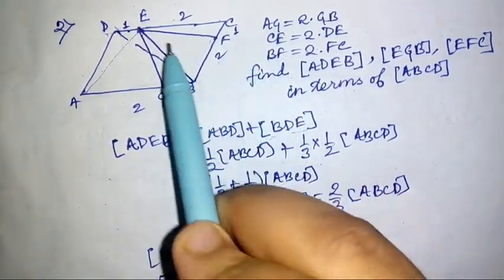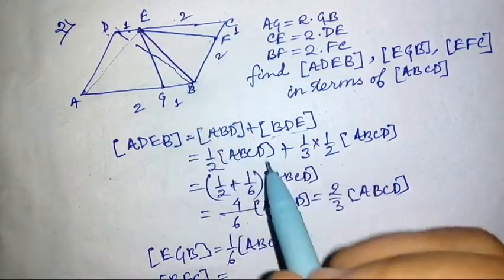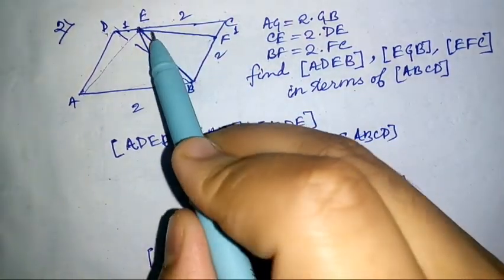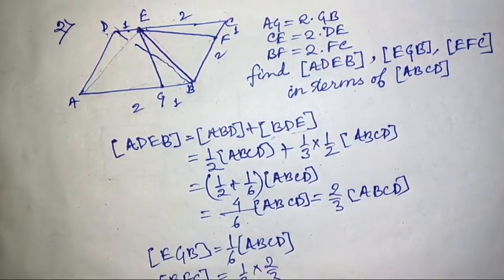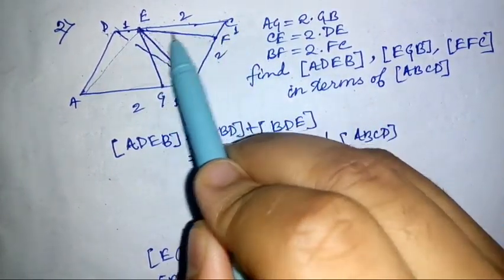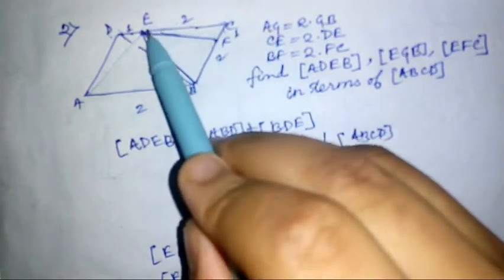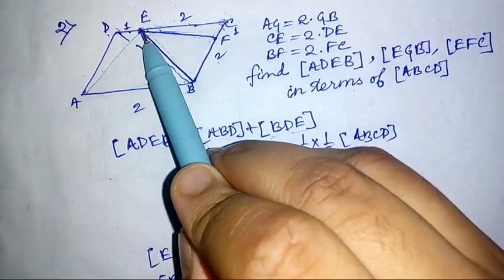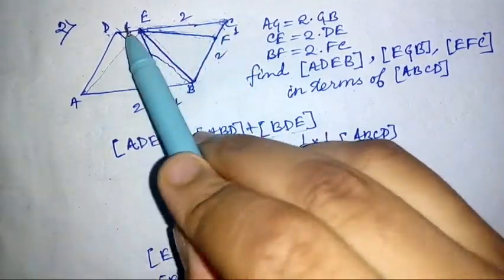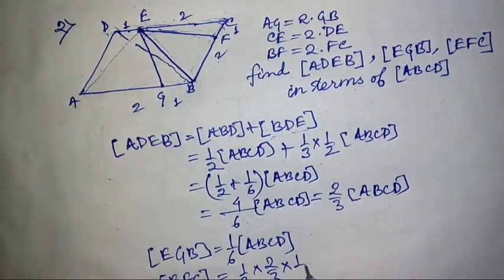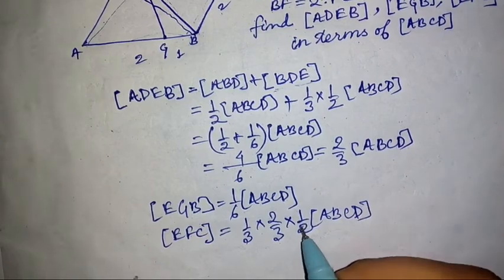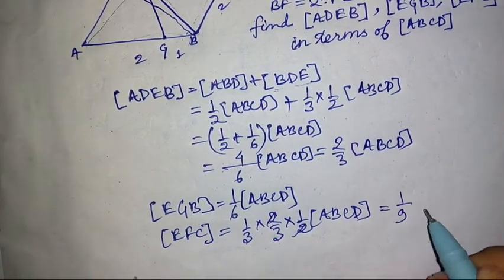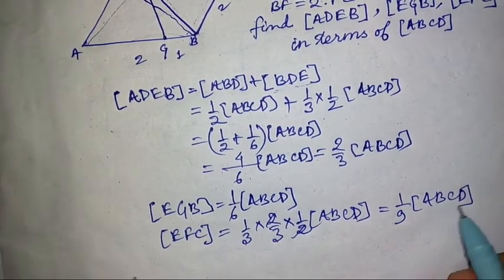say 1/3 of this one. Notice that it is 1/3 of this one, and this one is 2/3. This one is 1/3 of this one, and this one is 2/3 of this one, and this one is half of the area of ABCD. So we get 1 by 9th of area of ABCD.